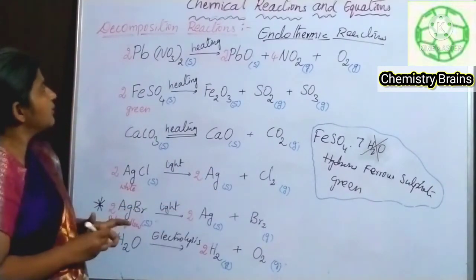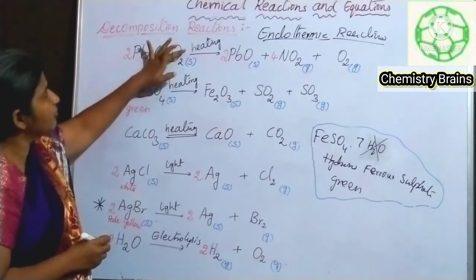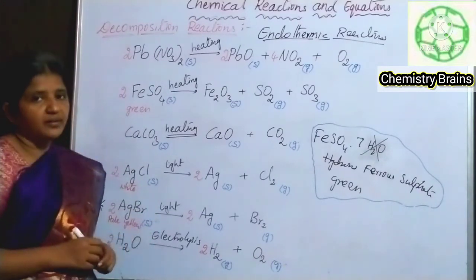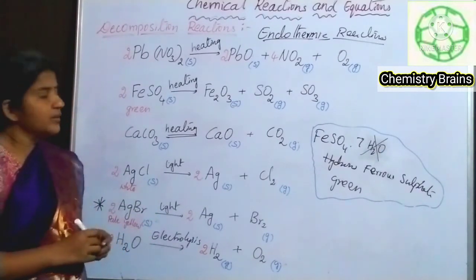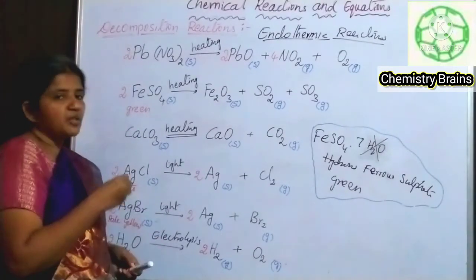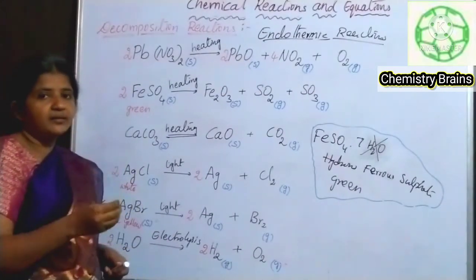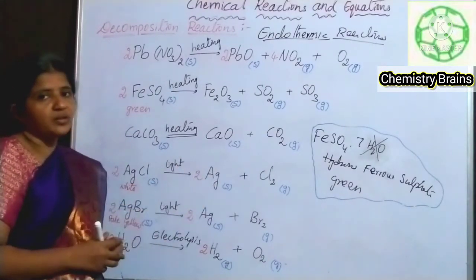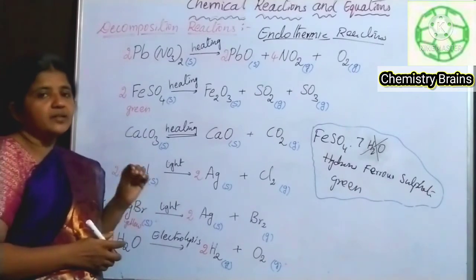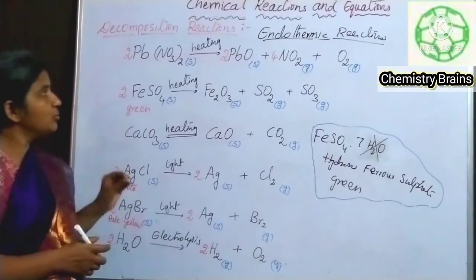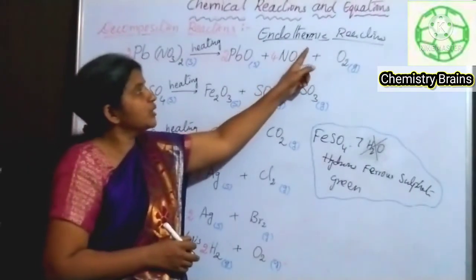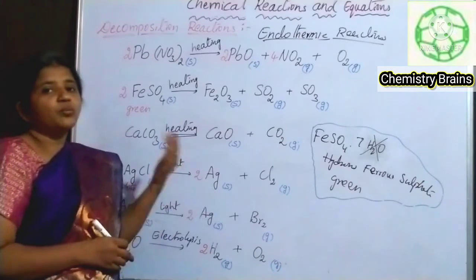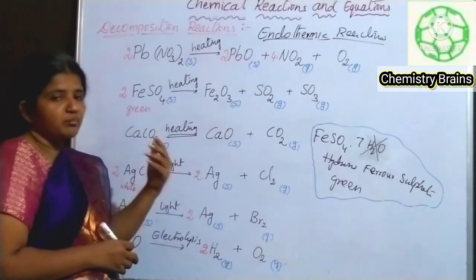Here energy is sometimes supplied in the form of heat, sometimes in the form of sunlight, sometimes in the form of electrical energy. These are all energy forms beta. So on supplying some amount of energy in the form of heat, light and electrical energy, the reactants are decomposed to simple products. The reactions in which energy is required are called endothermic reactions. Endothermic reactions means energy-required reactions.